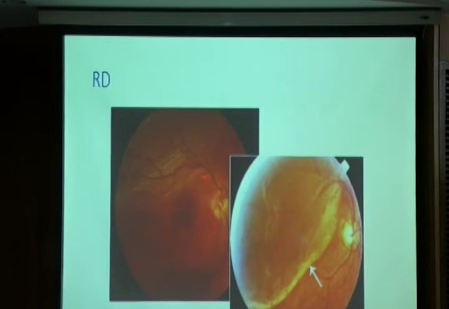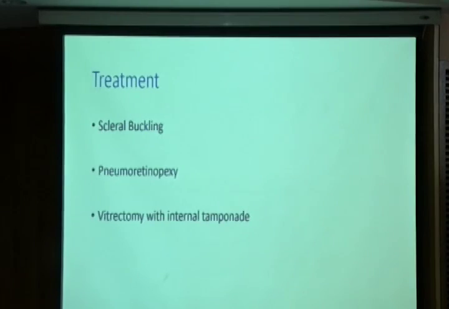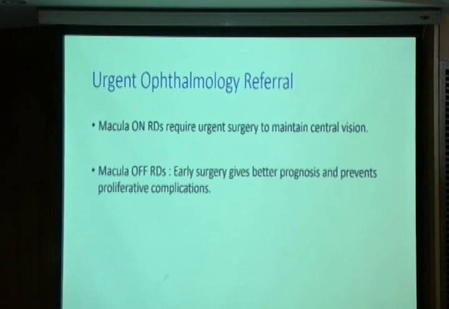So here this fundus diagram shows you that the central retina is well attached, but there is a superior retinal detachment. Such kind of detachment, they can progress over hours and they can involve the macula. And here there is the detachment which is already involving the macula. So treatment is surgical in the form of scleral buckling, pneumoretinopexy, or vitrectomy with internal tamponade, depending upon the type and extent of retinal detachment.